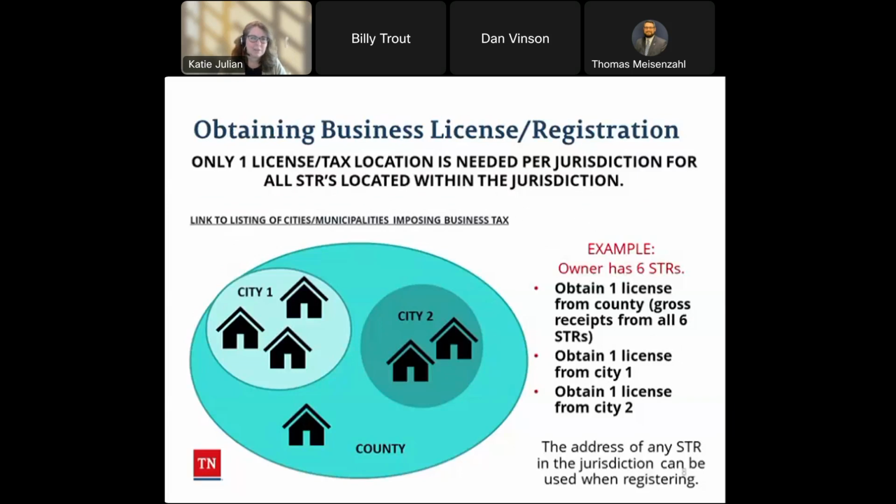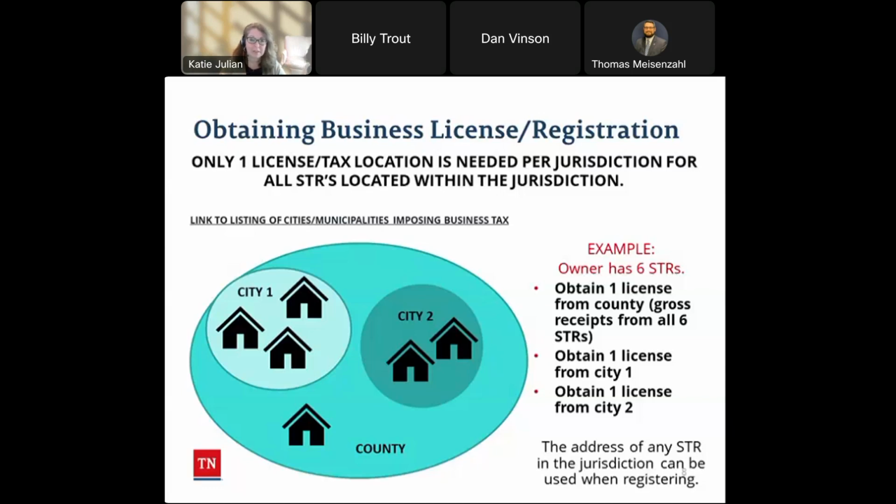All right, so we've got a chart here that's going to explain to you about registering for your business license and business tax. Only one license or tax location is needed per jurisdiction for all the short-term rentals located within that jurisdiction. We've got a little chart here that represents the big circle as a county. Let's say, just for example, we're looking at Sevier County, since I already was talking about being there. We've got a lot of short-term rentals there.